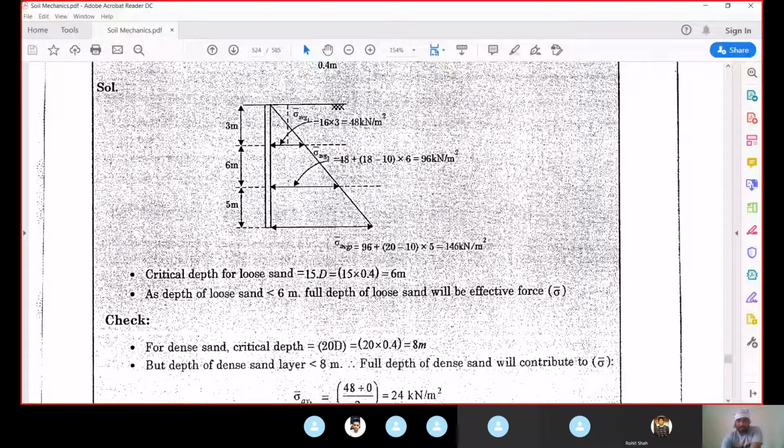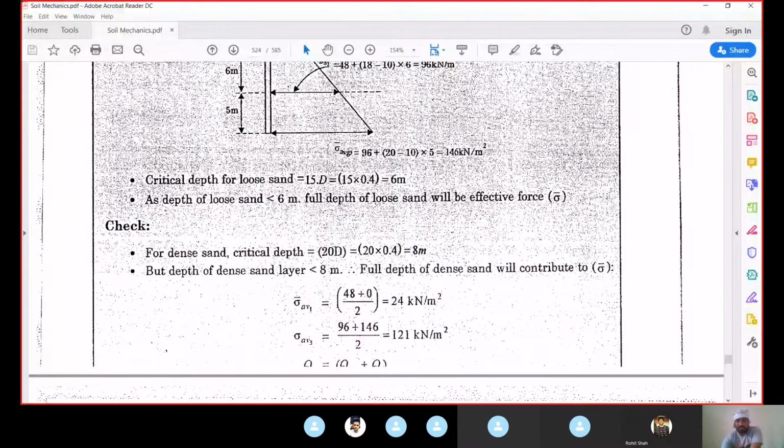But the depth of the dense sand layer is also less than 8 meter. We can see the depth of the dense sand layer is 5 meter only, right? So the full depth of dense sand will contribute to the sigma bar.